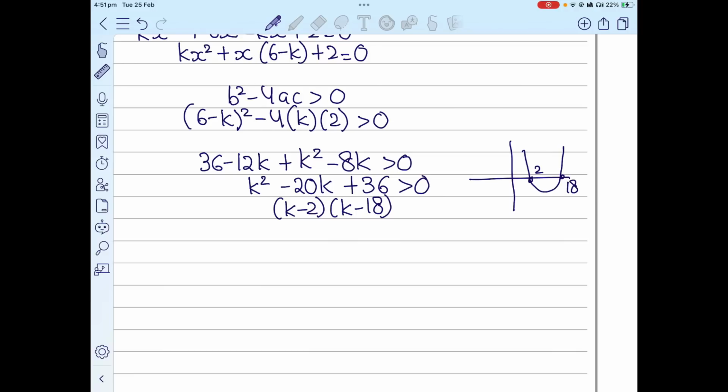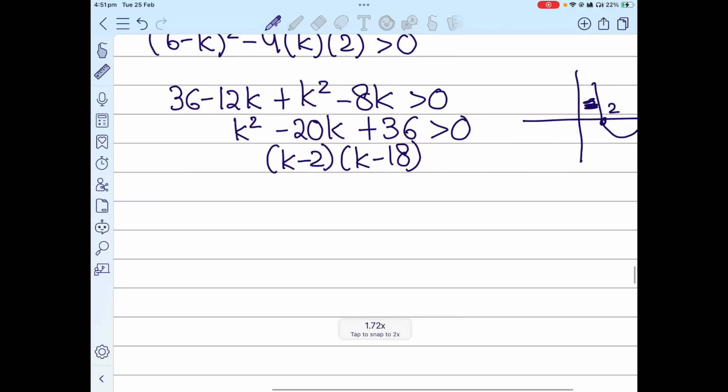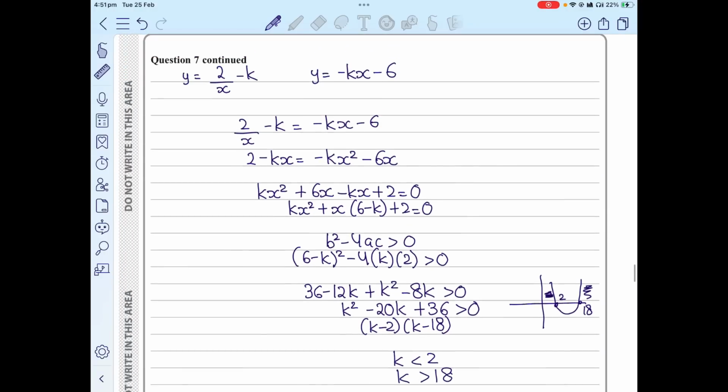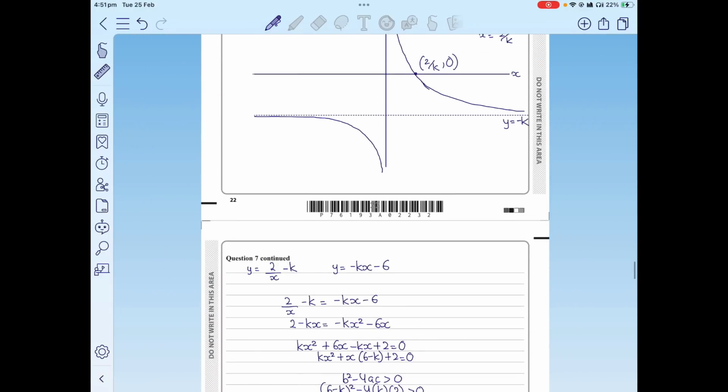Now what they're asking us is where would the answer be greater than 0? So it would either be on this side, which is less than 2, or this side, which is greater than 18. So k values can be less than 2 or k can be greater than 18, and both are necessary to get the full mark for this question. I hope this is clear. Again, a simple discriminant question.